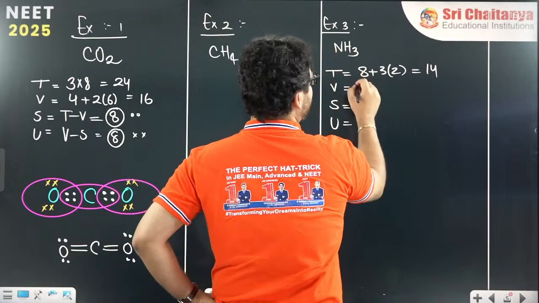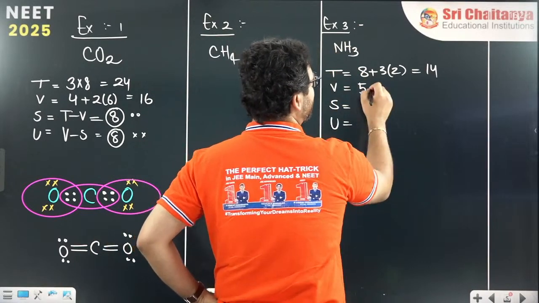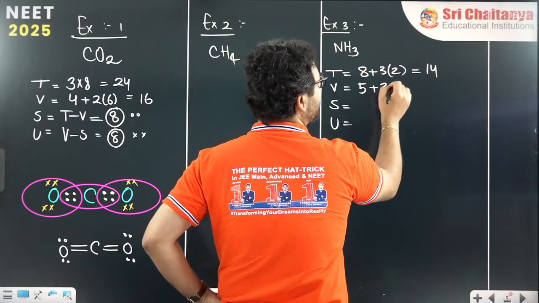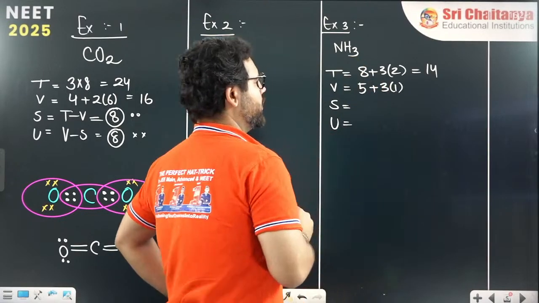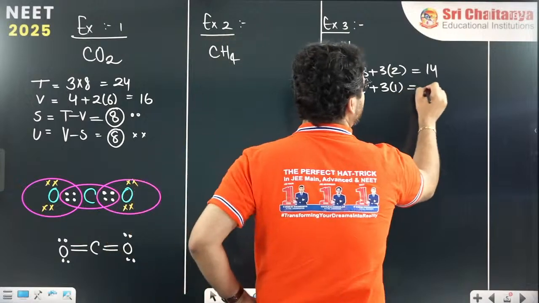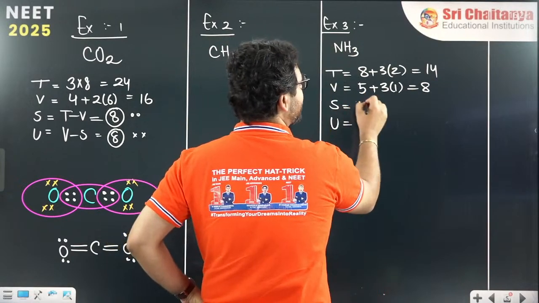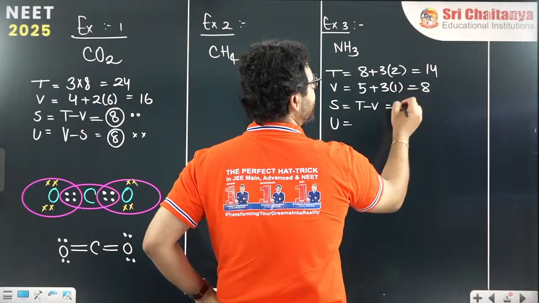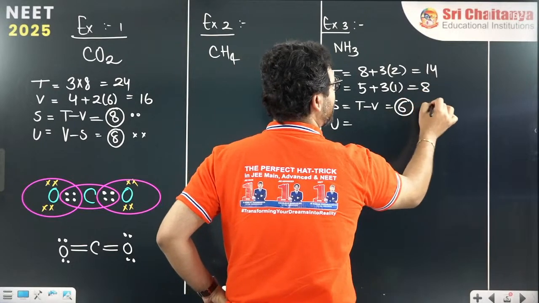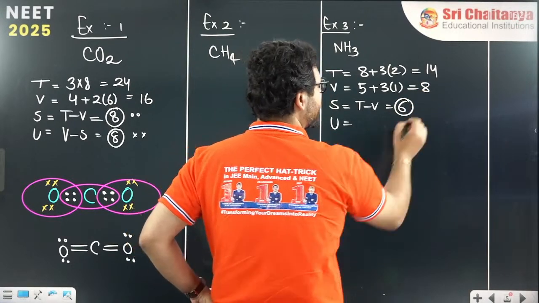Valence: ammonia, nitrogen being in the 15th group, has 5 valence electrons. Each hydrogen has 1 valence electron. 5 plus 3 is 8. Shared is T minus V, which is 14 minus 8, 6. 6 dots will be there in this structure.